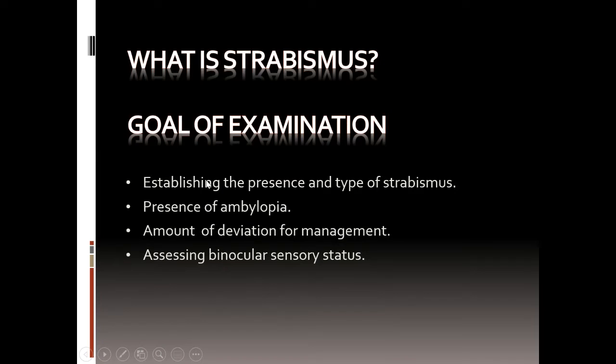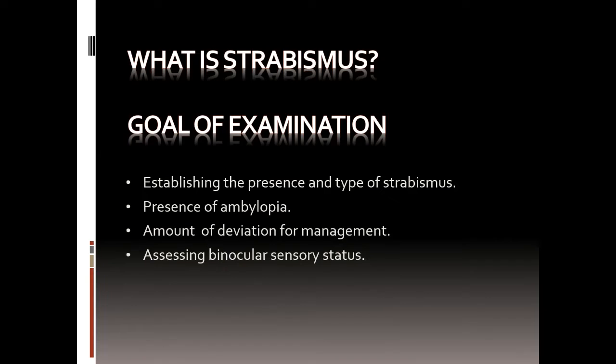We would see what is strabismus and what are the goals of examination. So why do we do strabismus evaluation? First and foremost, it is to establish the presence and type of strabismus, and whether there is any presence of amblyopia or not. That is very important because that gives you a unique opportunity to treat amblyopia, and also to make the patient aware that this strabismus is causing unilateral loss of vision. This strabismus is creating a binocular problem and a monocular visual loss. So it is very important to establish whether there is any presence of amblyopia or not.